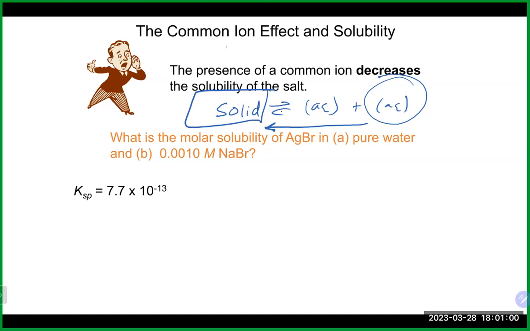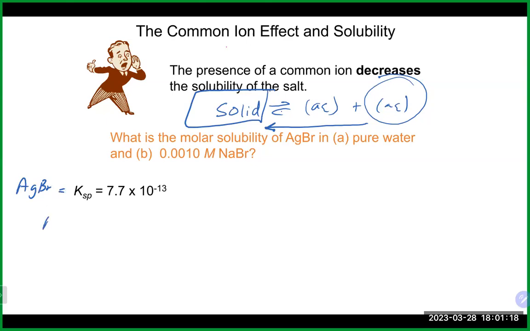As a comparison, let's look at the molar solubility of silver bromide in pure water versus in 0.001 molar sodium bromide. This is the Ksp for silver bromide here.